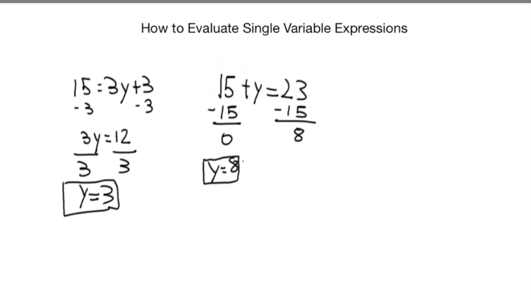And let's try one more. How about 5y plus 3y minus 2 plus 1 equals, I don't know, how about 41? 41, okay? So, first, we're going to combine like terms.